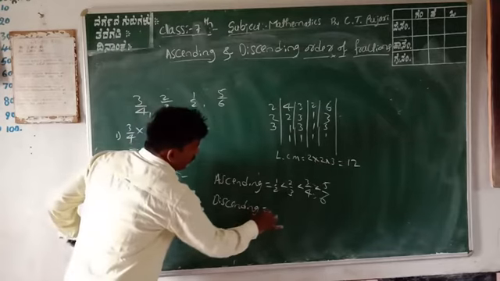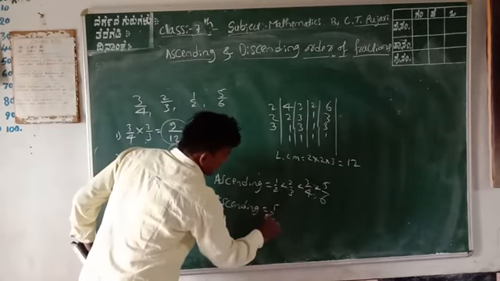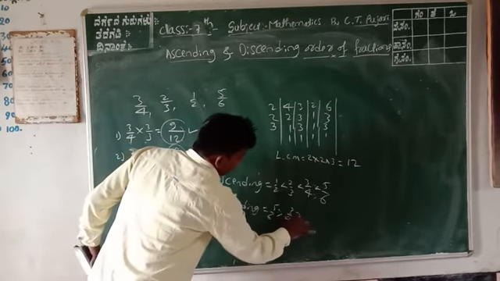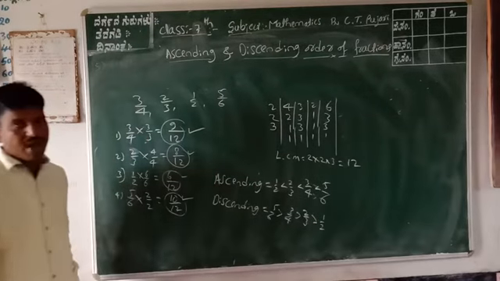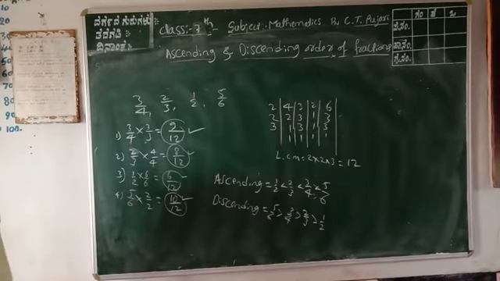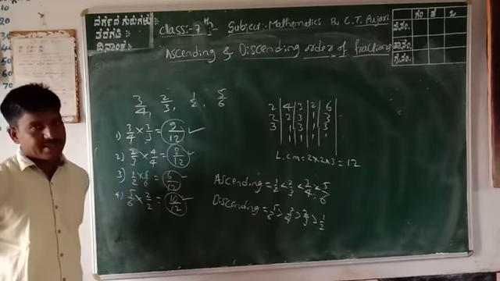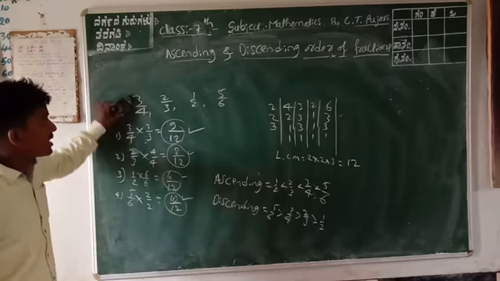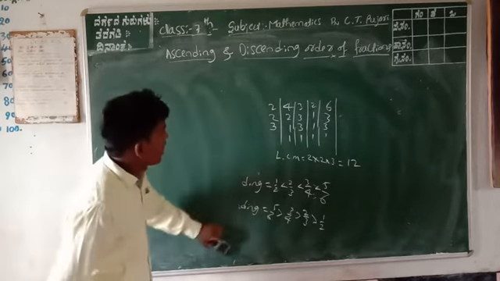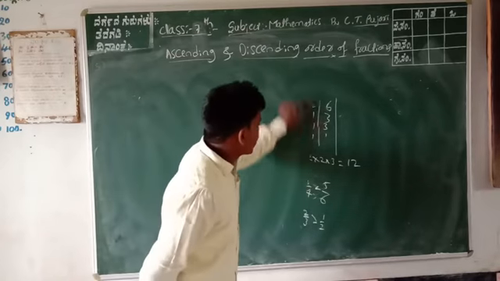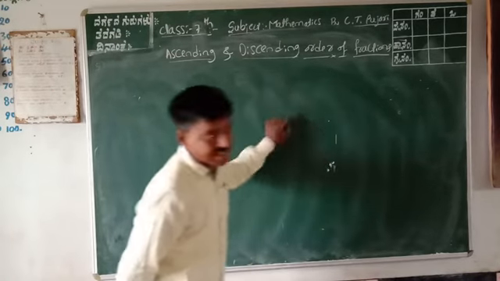Descending order is equal to the reverse order: 5 by 6, 3 by 4, 2 by 3, 1 by 3, 1 by 2. This is your ascending order and descending order. And also, dear students, in your 7th standard you learn about addition and subtraction of fractions.